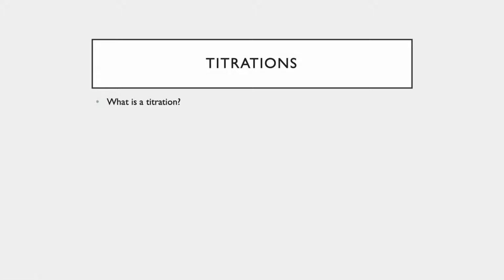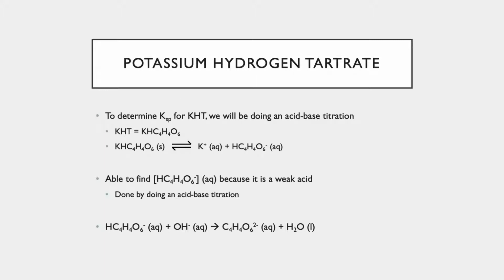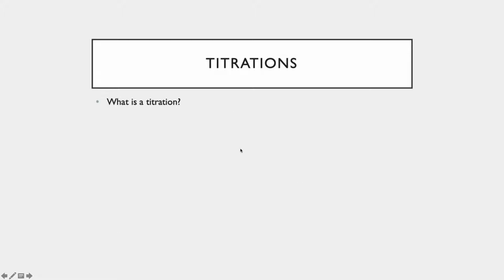Now, in terms of the term titration, what is the goal of a titration? Well, if I back up for 1 second, we said our goal is really to find this ion's concentration, because if we know the concentration of these ions, that's what we need for KSP. So our goal is to find the concentration of that ion. The purpose of the titration is then to find the concentration of that hydrogen tartrate.